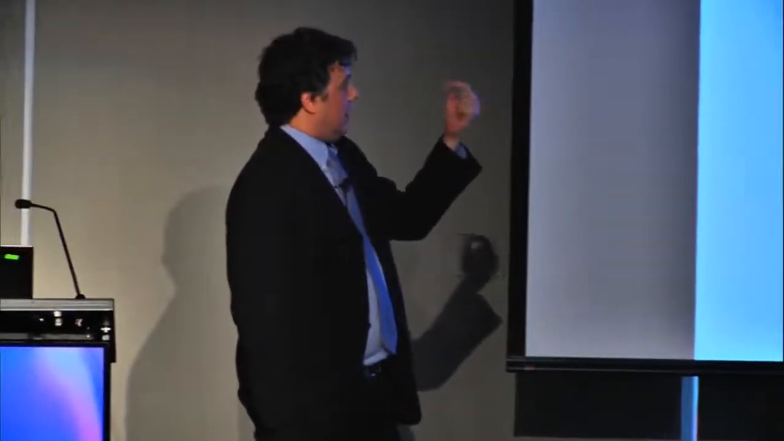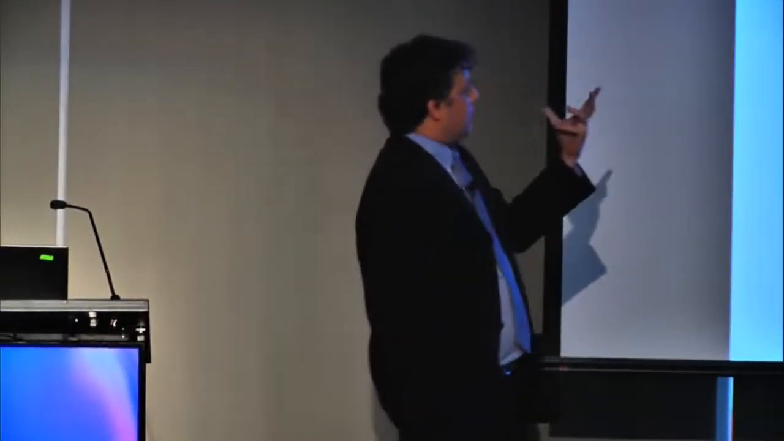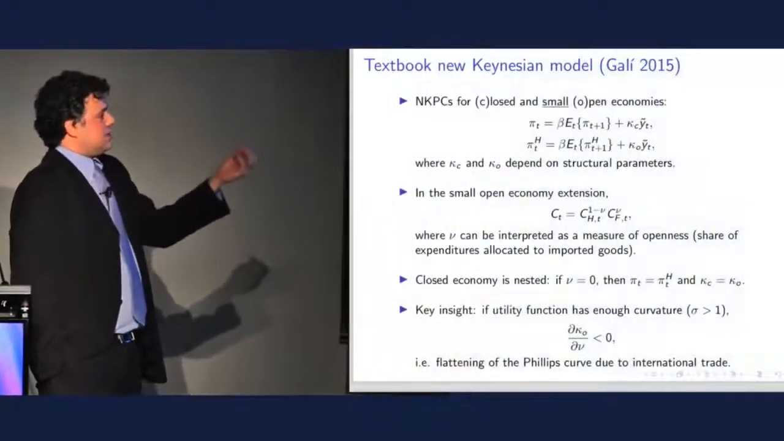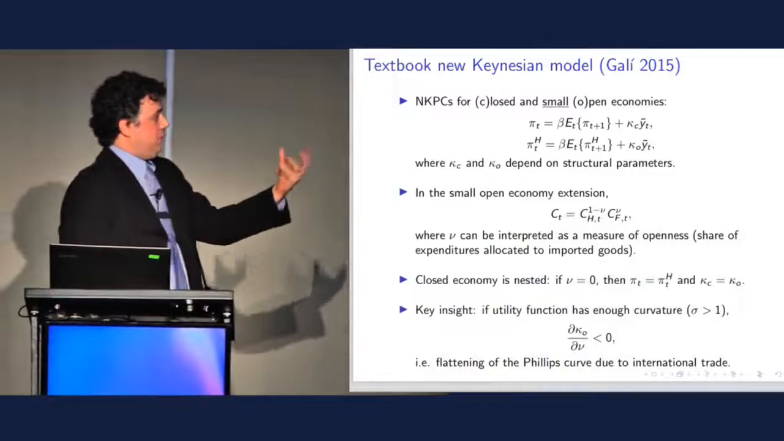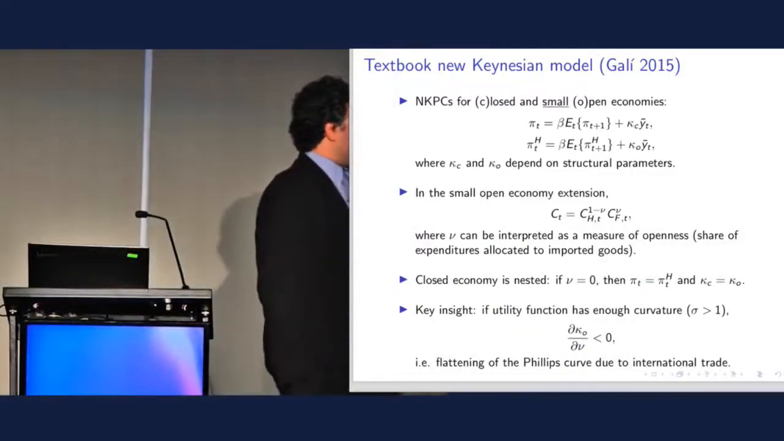I took the textbook Keynesian model from Jordi's book, and the Phillips curve dynamics in the closed and the small open economies are exactly the same, except for the coefficient the paper is interested in. In the small open economy extension, you have a composite between domestic and foreign goods. Here I'm assuming that the elasticity of substitution between them is one. And that parameter nu can be interpreted as a measure of openness. What is nice about this version is that the closed economy is nested in the small open economy one. So if nu is equal to zero, we get the same dynamics in both economies.